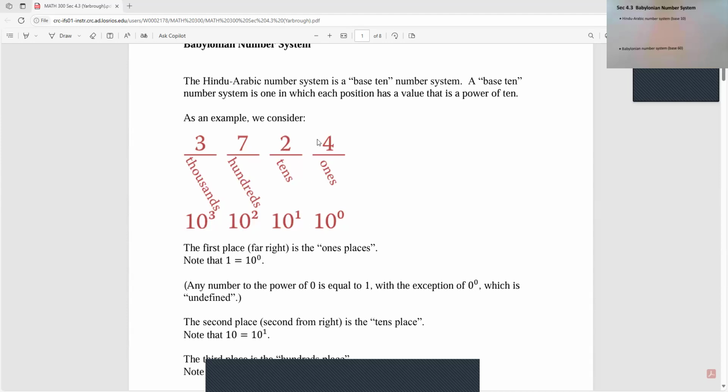This one's a little strange on the far right. We all know that the 4 in this number is in the ones place. And a lot of people would say, well, that's not a power of 10. It actually is a power of 10. 10 to the 0 power is equal to 1, which is a little strange. We'll talk a little more about that in a minute. But anything to the 0 power, turns out, is equal to 1. So 10 to the 0 is equal to 1. In fact, any number to the power of 0 is equal to 1, with the exception of 0 to the 0, which is considered undefined.